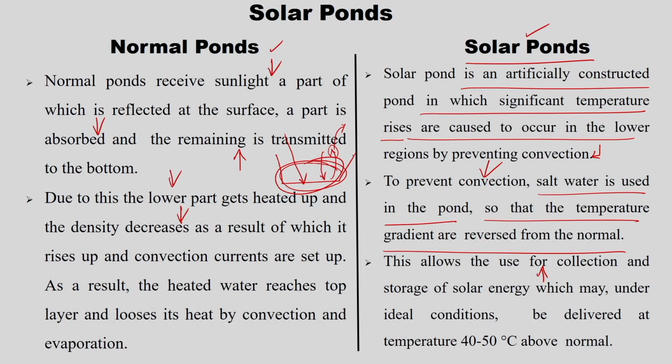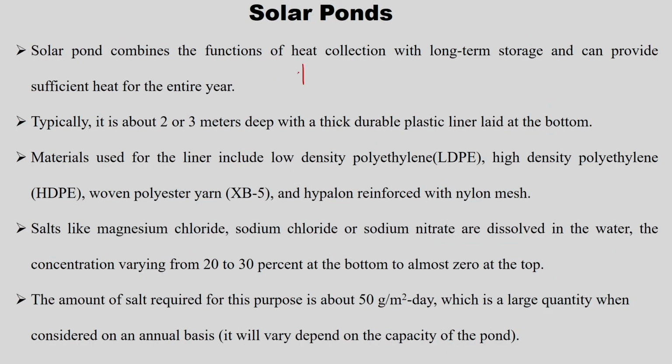So, we can collect the solar energy at the bottom of the pond, and by adding salt to the bottom of the pond, we can stop the convection currents in the water and thereby the convection and evaporation losses. Solar ponds under ideal conditions can deliver a temperature of 40 to 50 degrees centigrade above normal. Solar ponds combine the functions of heat collection with long term storage and can provide sufficient heat for the entire year.